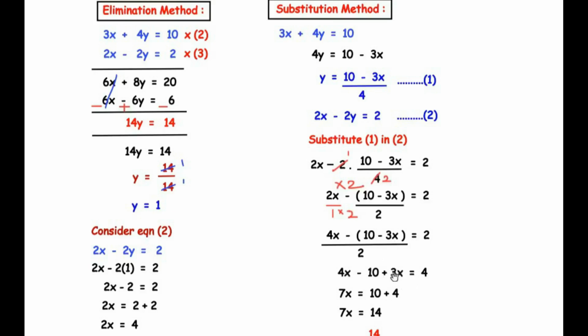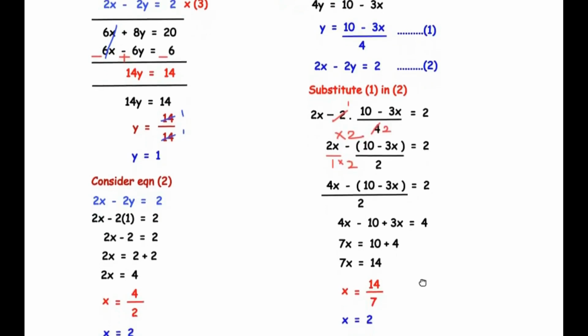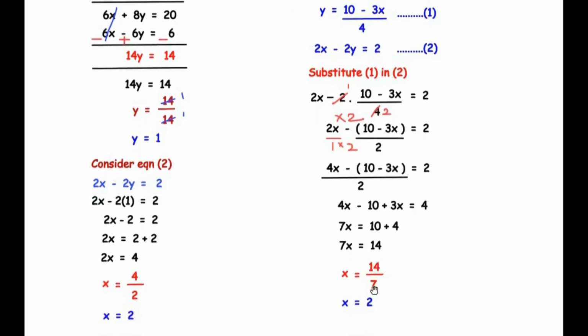Now 4x plus 3x gives us 7x is equal to, now taking this minus 10 on the other side of the equal to sign, we get positive 10 plus 4. So this equation simplifies as 7x equal to 10 plus 4 is 14. Now taking 7 on the other side of the equal to sign, we get x equal to 14 over 7. So 7 divides 14, giving us the value of x as 2.